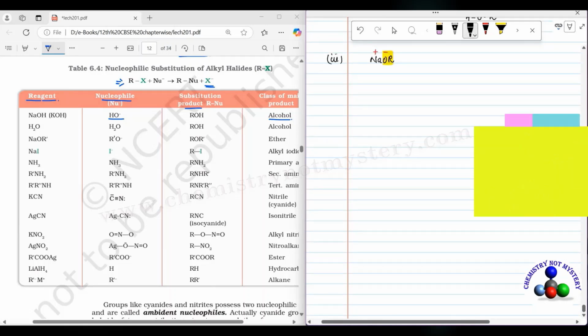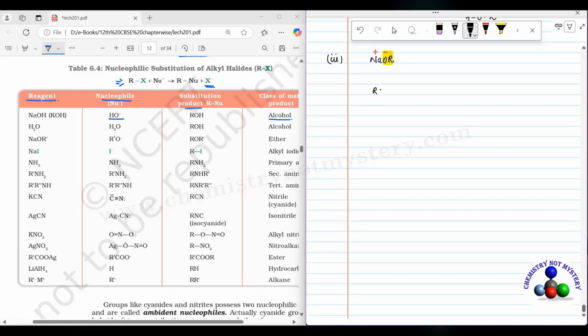Now let's try to write the reaction with alkyl halide. So here this is RO negative. When it reacts with alkyl halide, this O negative will make bond with the alkyl group and expel the halogen in the form of halide ion. So here you will get the product RO. It will make bond with the alkyl group and byproduct will be halide ion. So this is an ether.